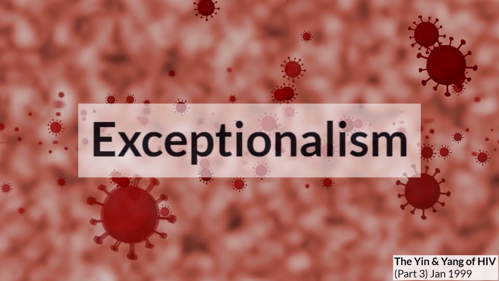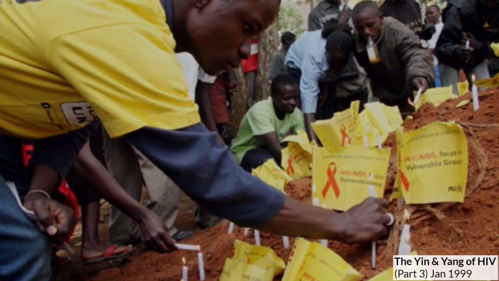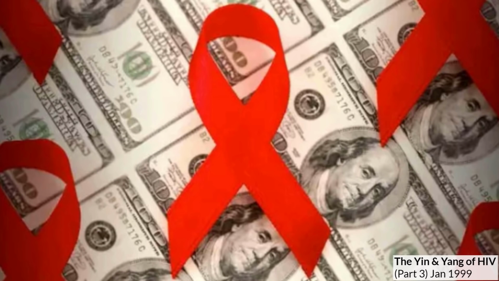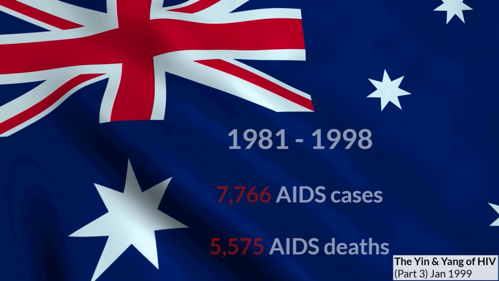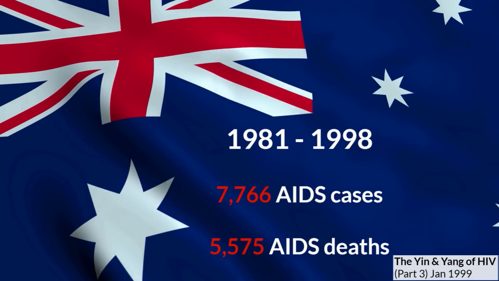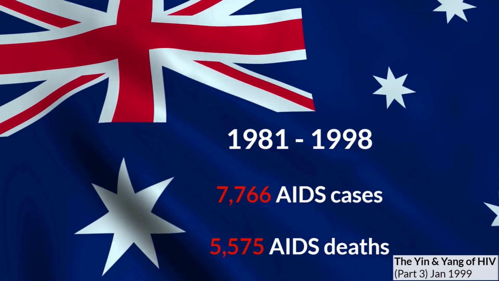Exceptionalism. Over and above all the uncertainties surrounding the HIV/AIDS debate, AIDS science medicine must stand as the most remarkable case of exceptionalism in history. The funding it attracts far outstrips that justified by its prevalence and economic impact. For example, over the past 17 years, Australia has a cumulative total of 7,766 AIDS cases, including 5,575 deaths.